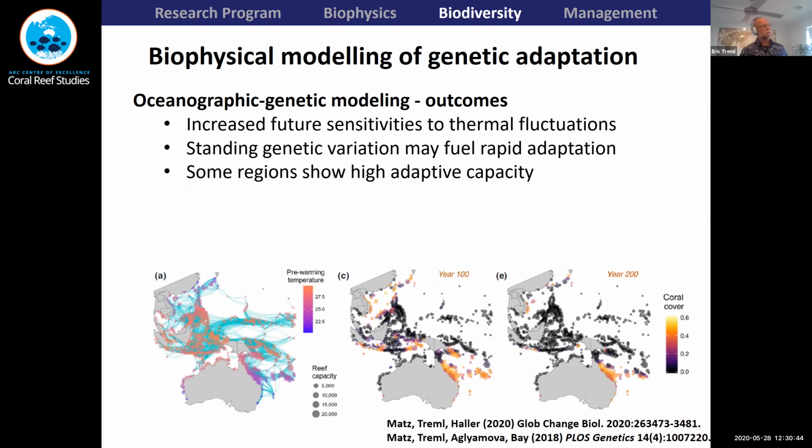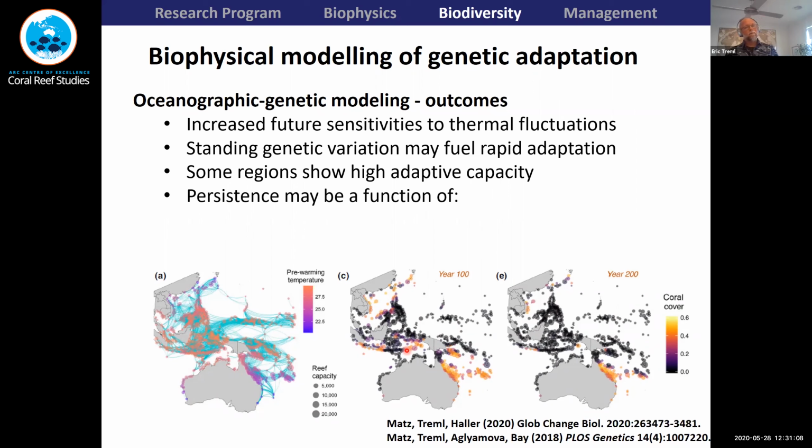I love this map from Misha's recent paper showing the percent coral cover and how it changes 100 years from now and 200 years from now. And all of this kind of central Indo-Pacific seascape is effectively devoid of reef cover.